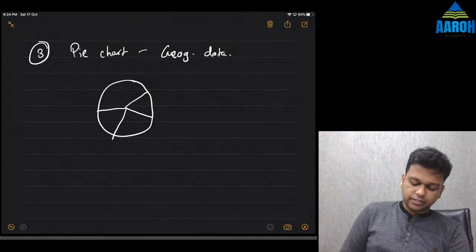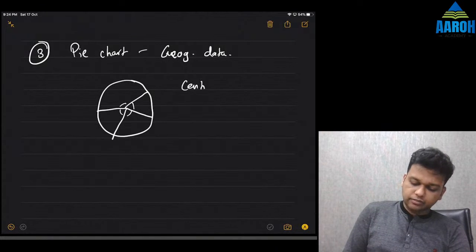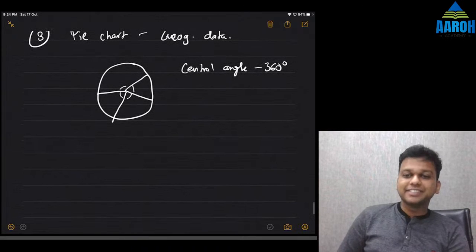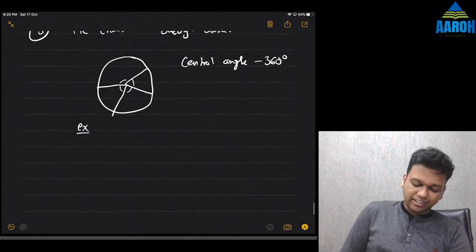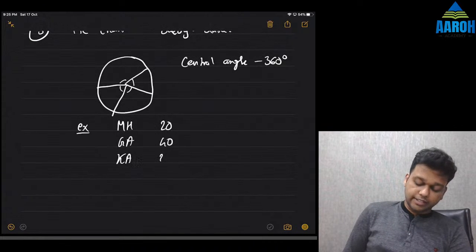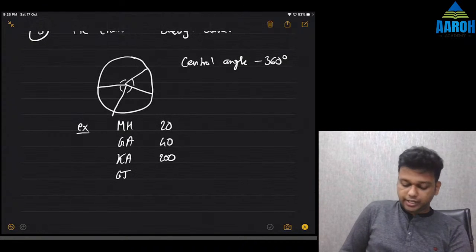This is based on angle, we divide this. Total central angle of circle is 360 degrees, right? Let's take an example. For example, we have a data. Sales in Maharashtra are 20 lakhs. Sales in Goa are 40 lakhs. Sales in Karnataka are 200 lakhs. And sales in Gujarat are 100 lakhs.